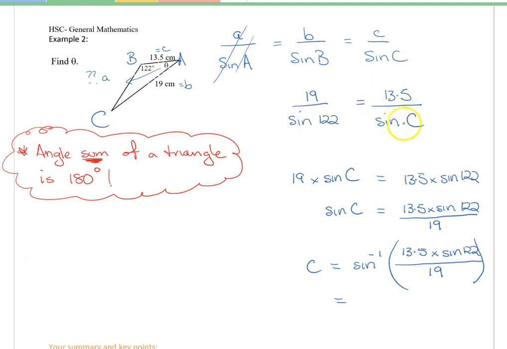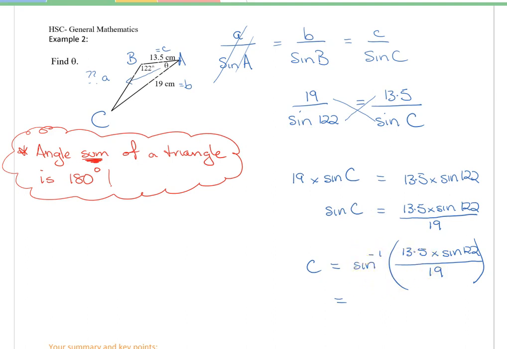So you're probably quite used to this process now. We've got a nice equation, we've got our one unknown. I'm going to cross multiply and get 19 times sine C is 13.5 times sine 122. I want sine C on its own, so I divide by 19. That's why divide by 19 appears over here. And we practiced previously that to get the angle C, you must take sine inverse in this case.